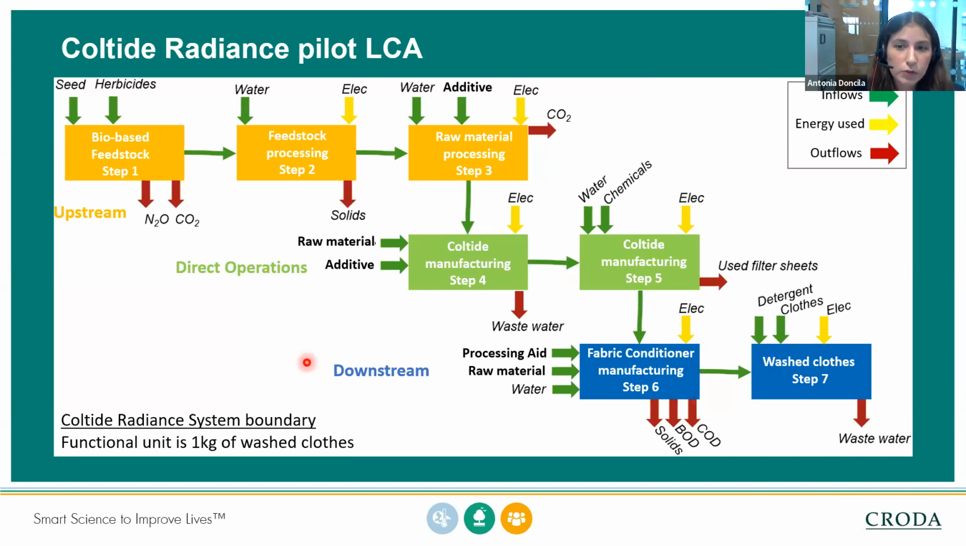And the functional unit we chose for this LCA is 1 kilogram of washed clothes. This enables us to demonstrate the net benefits of our product more clearly, because as I was saying earlier, our product helps protect garments and fabrics from all sorts of damage that occur during washing. So for 1 kilogram of washed clothes, we will have X grams of fabric conditioner being used. This contains Y milligrams of Coltide Radiance, Z milligrams of raw material, and so on.